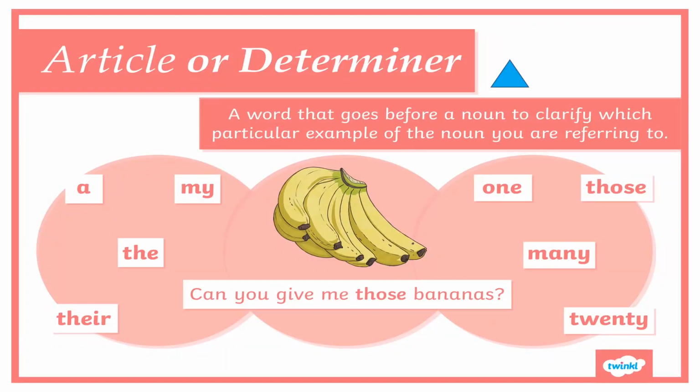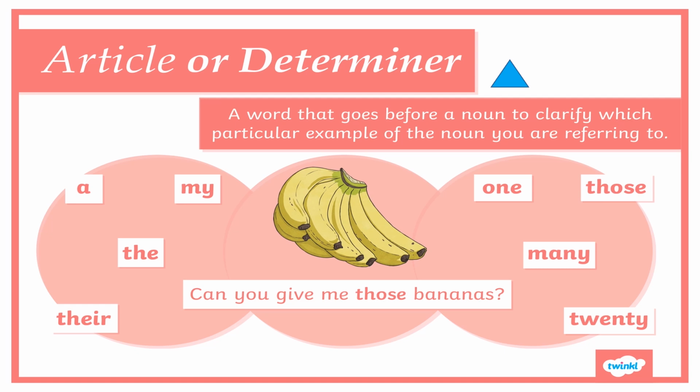Article or determiner. Articles are represented by small light blue triangles. An article is a word that goes before a noun to clarify which particular example of the noun you are referring to. So it points to a noun. Some examples are a, my, one, those, the, many, there, and 20.